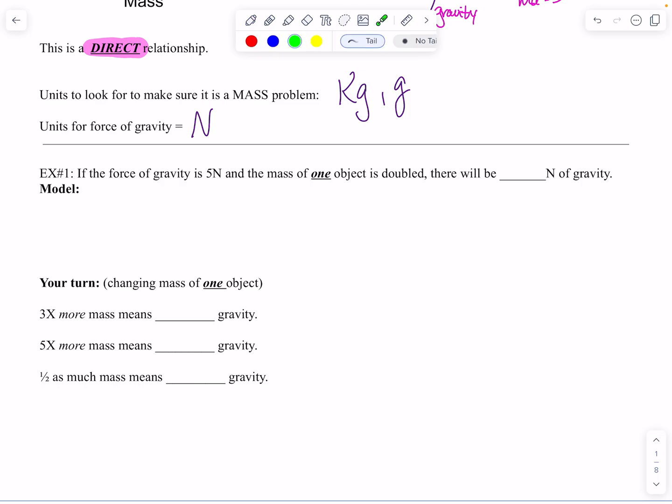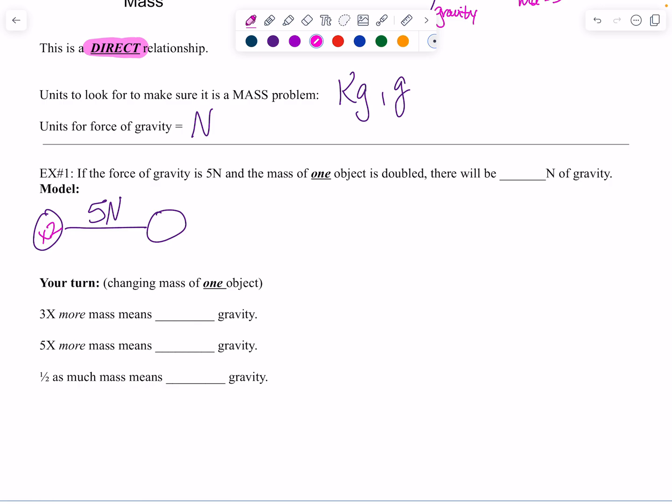You'll also notice as we go through here that we will most times try to make a math model. That just takes some of the information out of our brains and gets it on the page in front of us to make life a little bit easier. What you're going to see me do is draw kind of a barbell shape and then drop the information from the problem into the model. This one tells me that the force of gravity is 5 newtons, so I know that's the line in between. You could draw it like a force arrow if you wanted. And it says the mass of one of these objects is doubled.